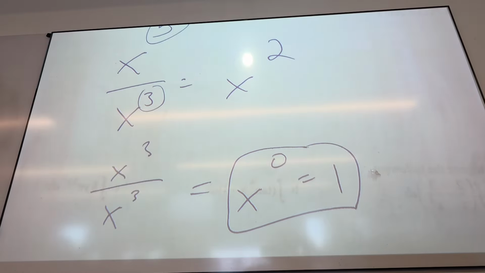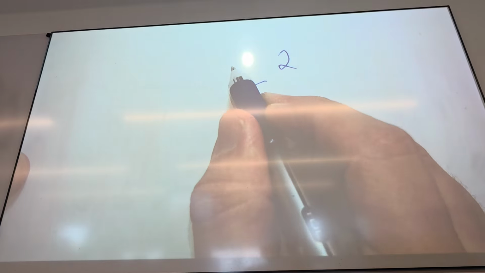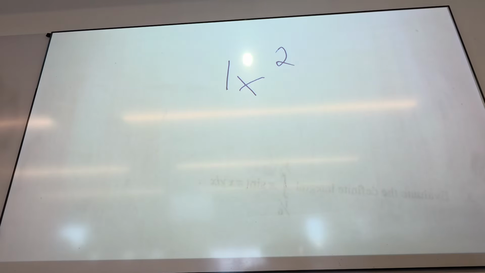Another reason why x to the 0 is 1. Let me ask you a silly question. How many x's are in that? 2. What's in front of the x? What's understood to be here? 1. All right, is everybody cool with that? In front of everything in the universe is an understood 1.